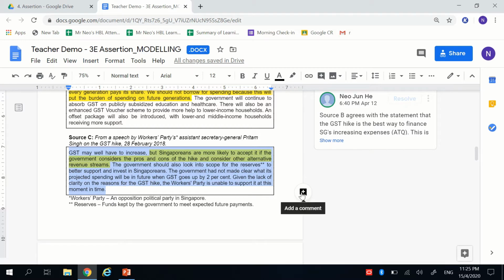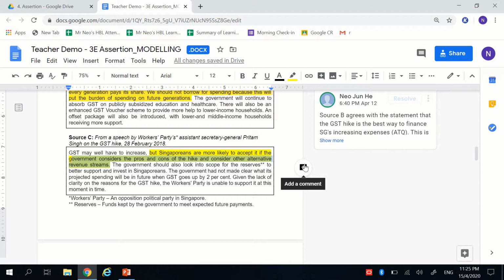Personally, in conclusion, I would say that this source is arguing that the GST hike is not the best way to raise money. This is because I see evidence such as the government should consider the pros and cons of the hike and consider alternative revenue streams. This sentence stands out to me because it is trying to tell me that, hey, the government went into deciding a GST hike immediately without considering other ways to possibly solve this problem.